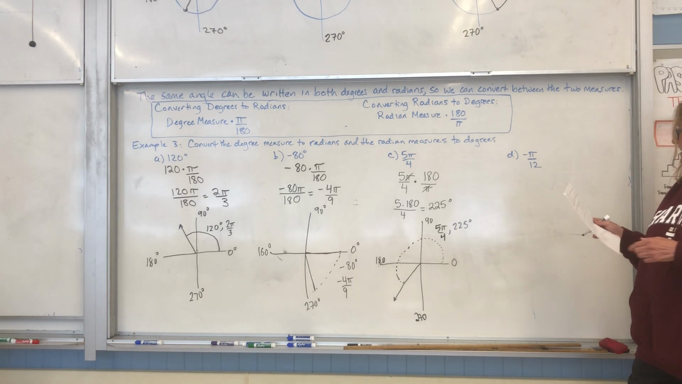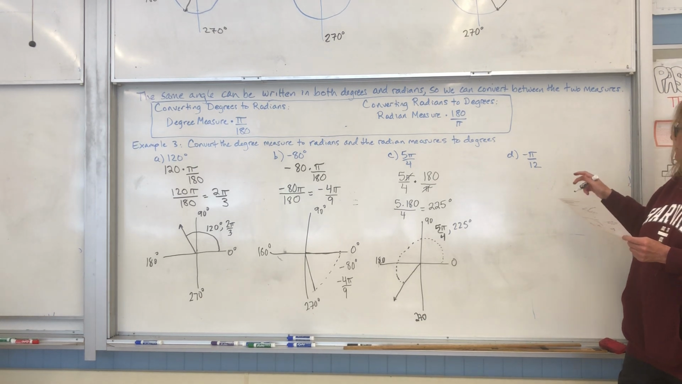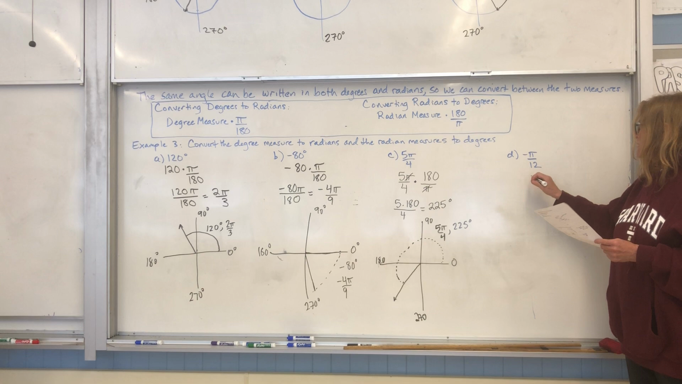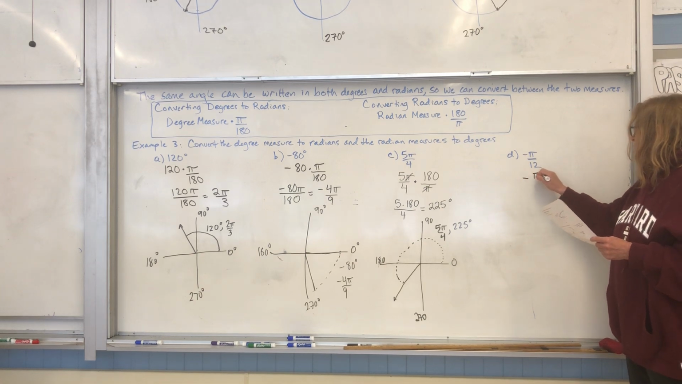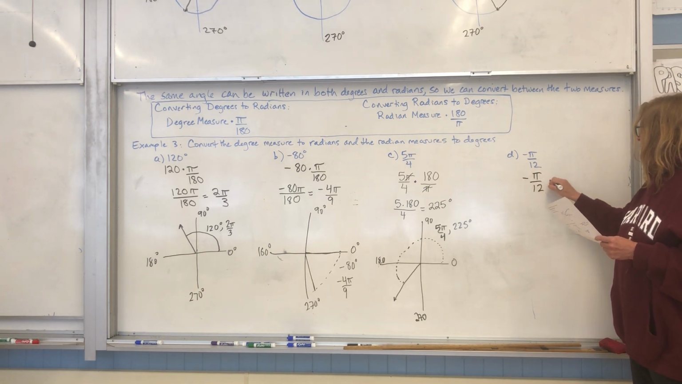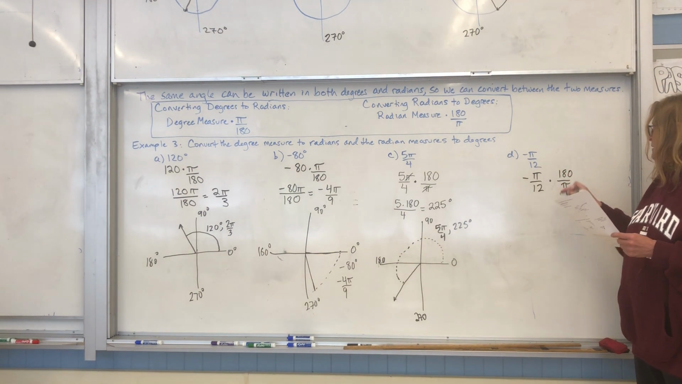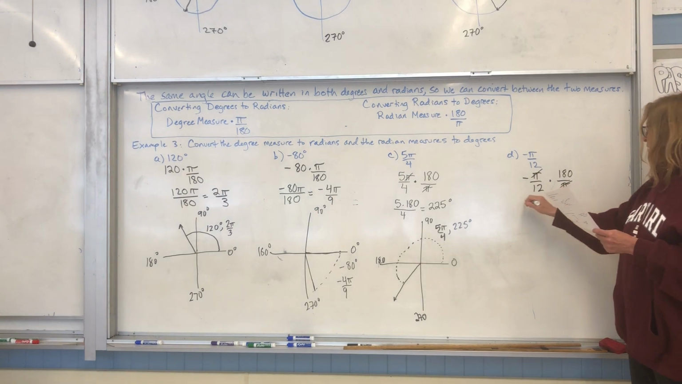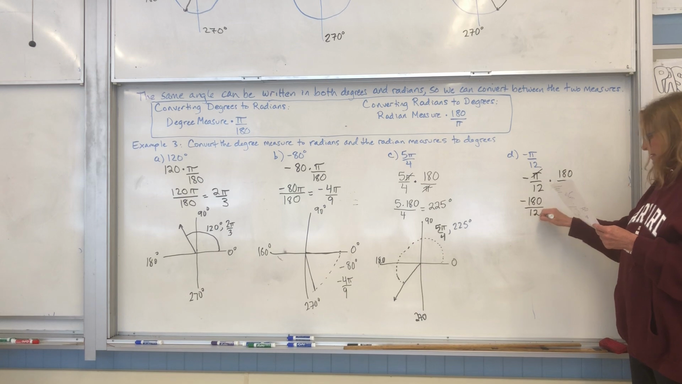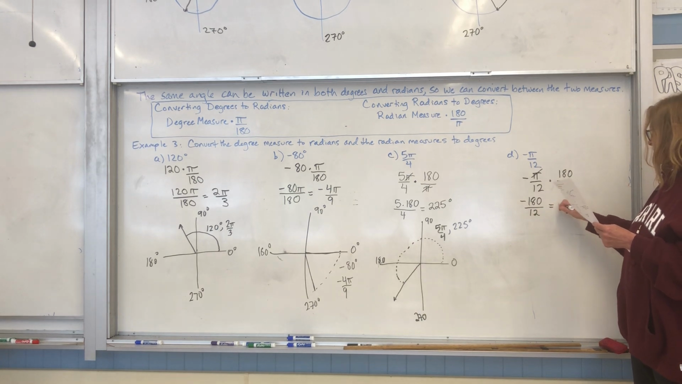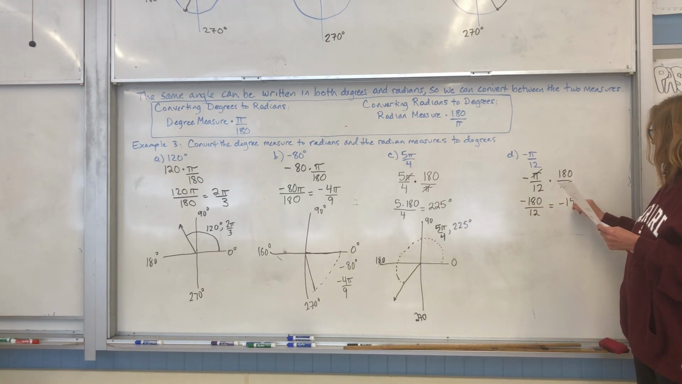Okay, grand finale, guys. Let's change negative pi over 12 into degrees. So I have negative pi over 12 times 180 over pi. Right? Pi's cancel out. So I have negative 180 over 12, which is negative 15 degrees.